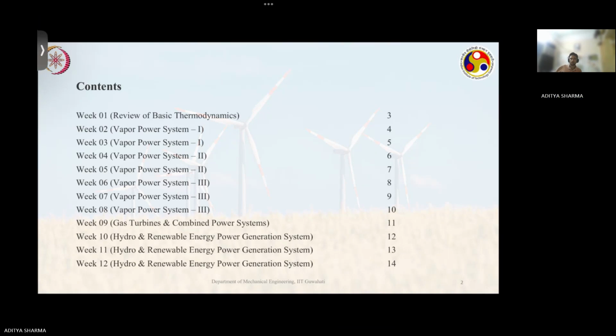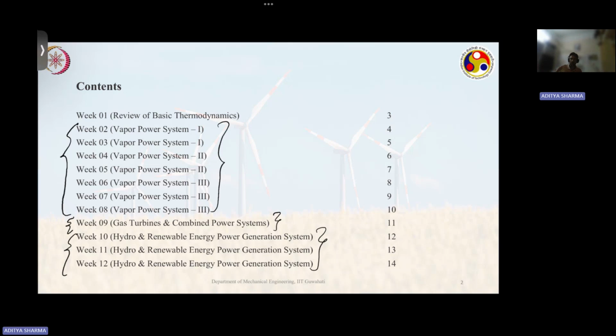So, contents of today's discussion are this way. It was a 12-week course. Here, the major thrust was on vapor power system. Then we saw gas turbines related power plants. And then there was a third set which was on hydro and renewable energy power generation system.